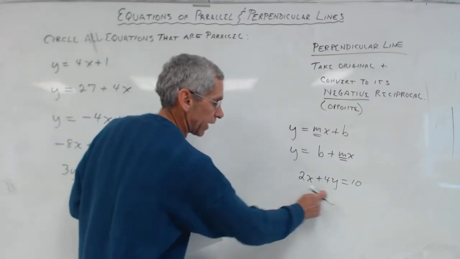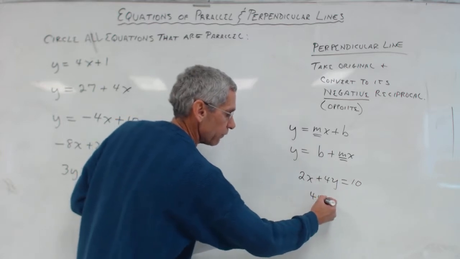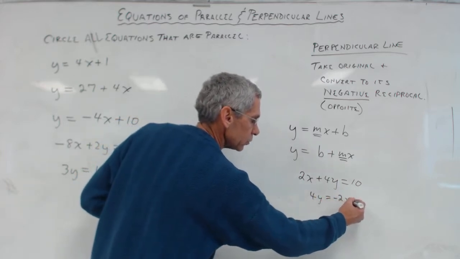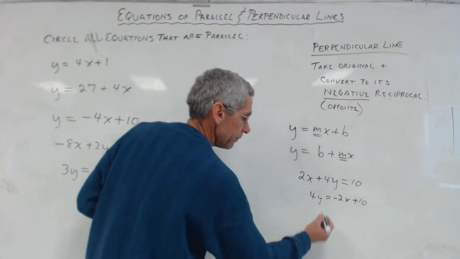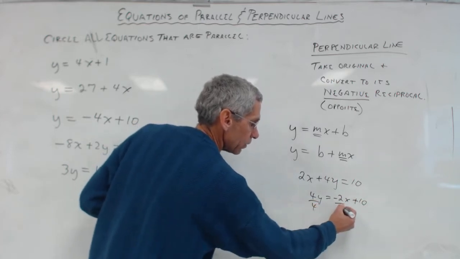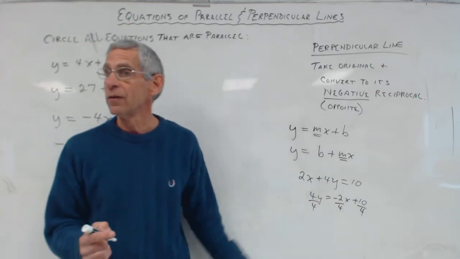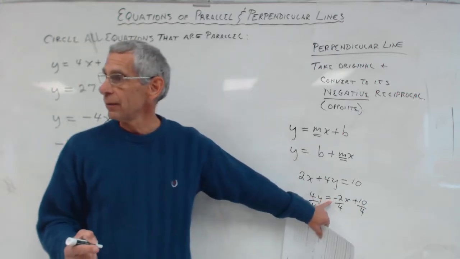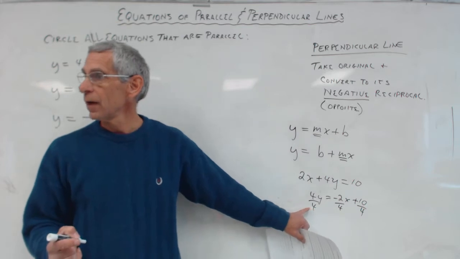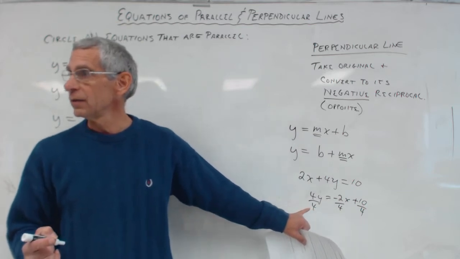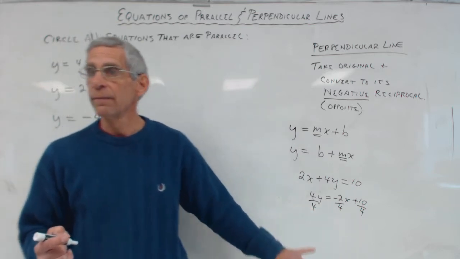I'd have to subtract 2x from both sides. So I'd have 4y is equal to negative 2x. This was homework last night, right? And then I have to divide by 4, right? And then I could see, oh, well, it's negative 1/2. My slope is negative 1/2 here. Does that make sense? You see what I did? You got it? Okay.